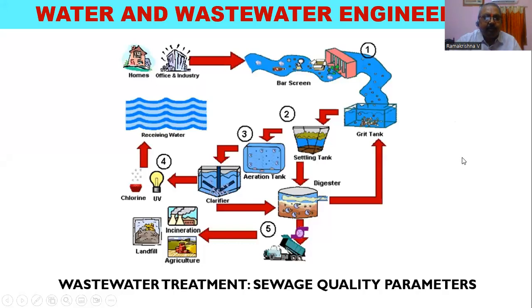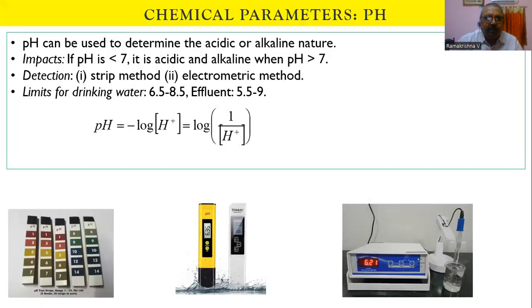Welcome back. We are talking about wastewater treatment, under which we are dealing with sewage quality parameters. In this video, we'll be talking about some of the chemical quality parameters. The first one is the pH, which will determine the acidic or alkaline nature of the wastewater. If it is less than 7, it is acidic, alkaline when pH is greater than 7.